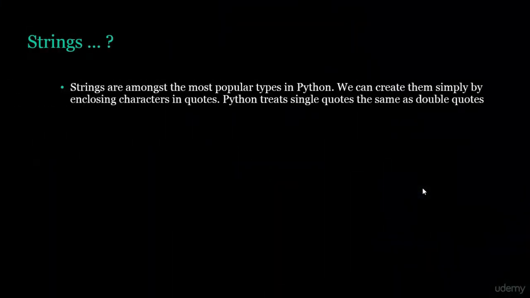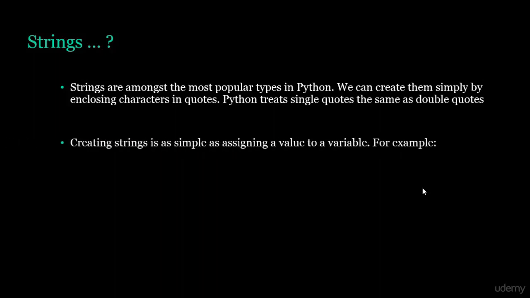What's a string in Python? Strings are among the most popular types in Python. We can create them simply by enclosing characters in quotes. Python treats single quotes the same as double quotes. Remember, single quotes are the same as double quotes.